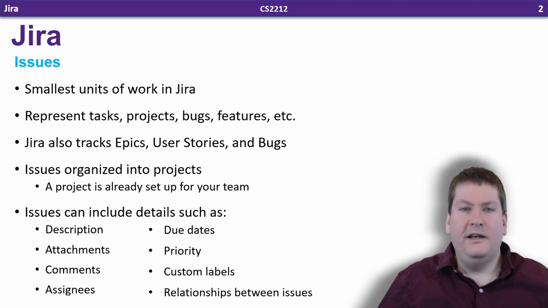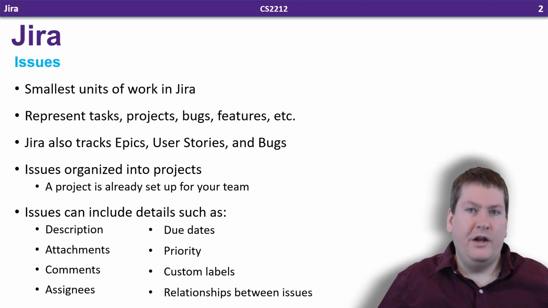Jira also has the ability to track epics, user stories, and bugs. An epic is a large piece of work that can be broken down into smaller tasks or issues. Usually, an epic spans multiple sprints if you're following the Agile methodology. User stories represent the needs of a particular user or group of users. And bugs, of course, represent any defects or problems in the software itself.